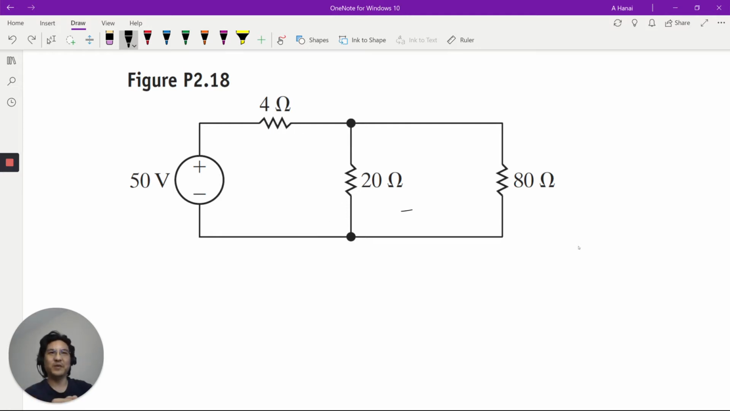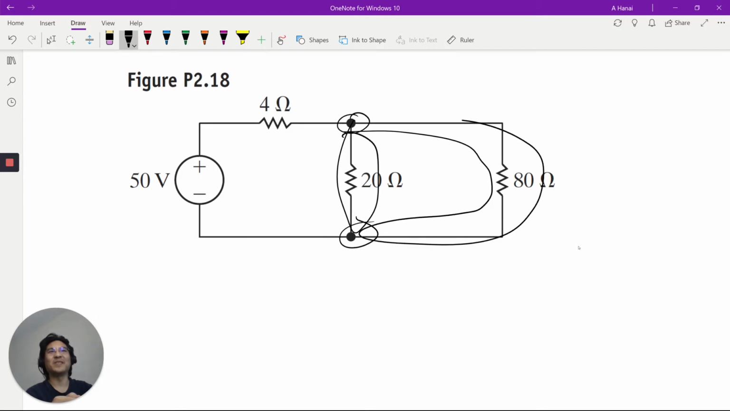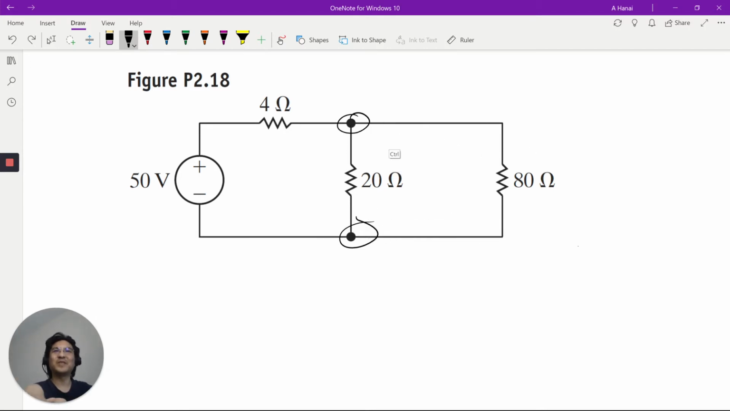You can also go around this path. In this particular example, notice that this and this are the same voltage because they're connected to the same nodes. But then it's like saying if this is plus 10 volts, then this has got to be negative 10 volts, right? If I come back here, they got to be the same voltage. Or you can go around this way.